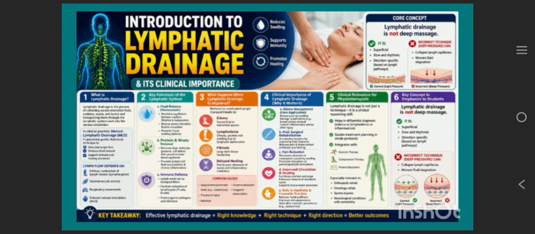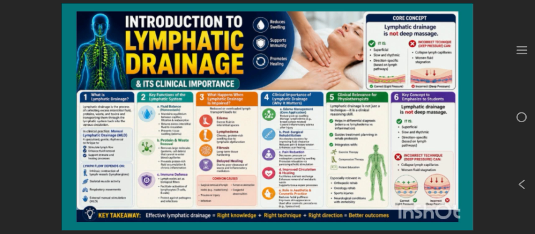What are the common causes of this? Common causes may include, first, surgical removal of lymph nodes, for example mastectomy. Secondly, trauma or injury, thirdly infection, fourthly tumors or obstruction, fifth congenital abnormalities. These five are the common causes of lymphatic drainage impairment.